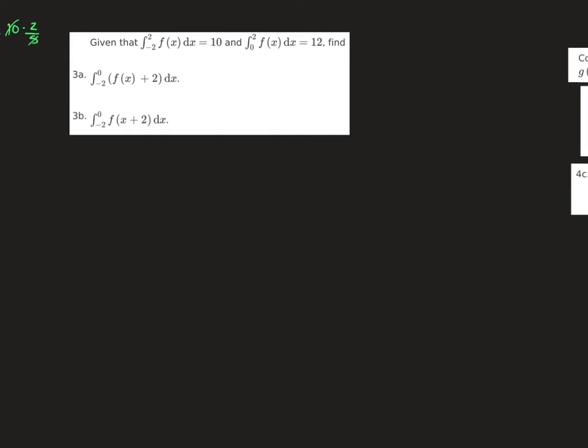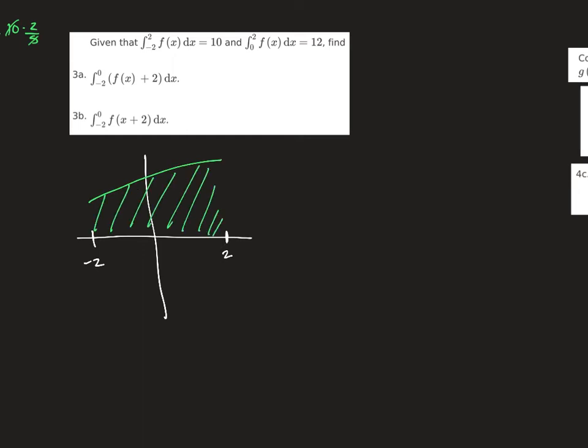I really enjoy this one. First they tell you that the integral of f of x from negative 2 to 2 is 10, and from 0 to 2 it's 12. That implies that if you look at the function itself, from negative 2 all the way up to 2, the area under the curve would have to be 10, except they're also telling you that this area would have to be 12, which means we've got to have some negative area over here. And in fact, we can find out the sum of the area pretty quickly.